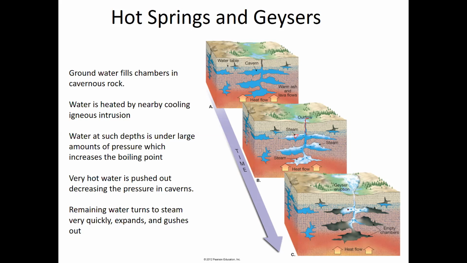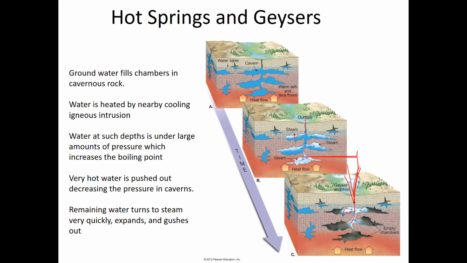Whenever that water vaporizes very quickly, the pressure increases because it takes up more space as a gas than as a liquid. That increased pressure, due to the rapid vaporization of all the water, causes the water vapor and the remaining water to be ejected out of the geyser. So that's why a geyser erupts.